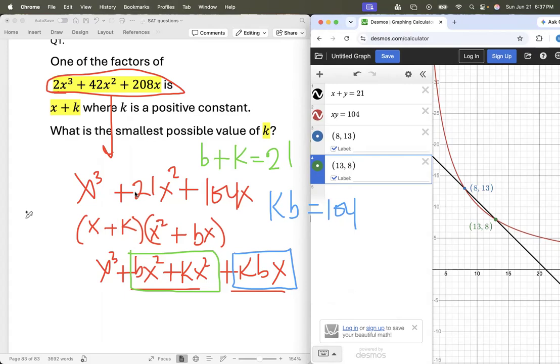If you see any question on factorization and polynomials, or if they say this is a factor of that, this is the way to approach it. I've linked another video that has this concept in it.